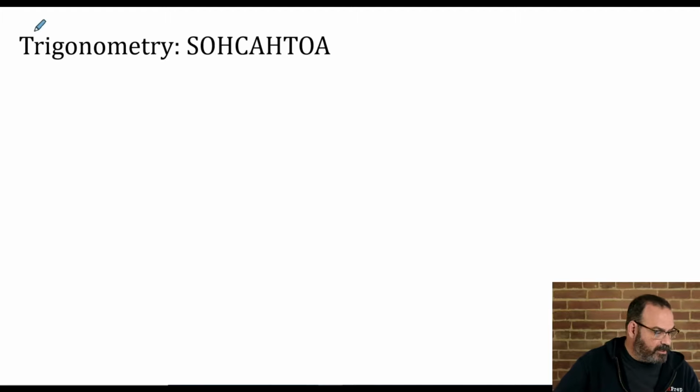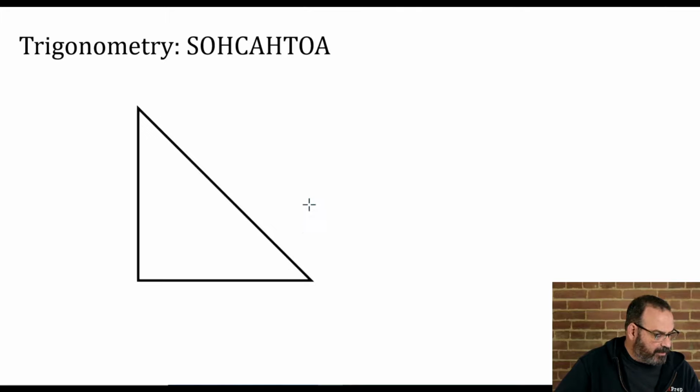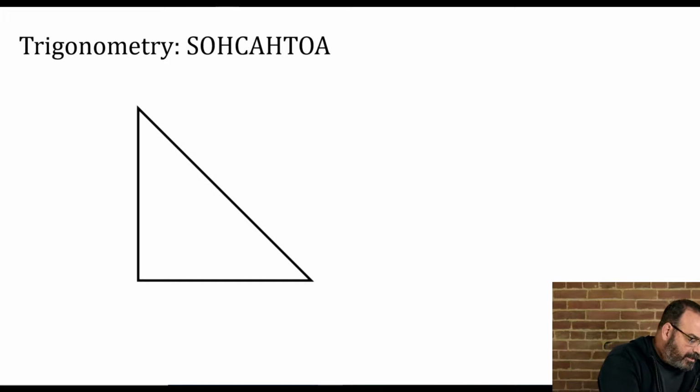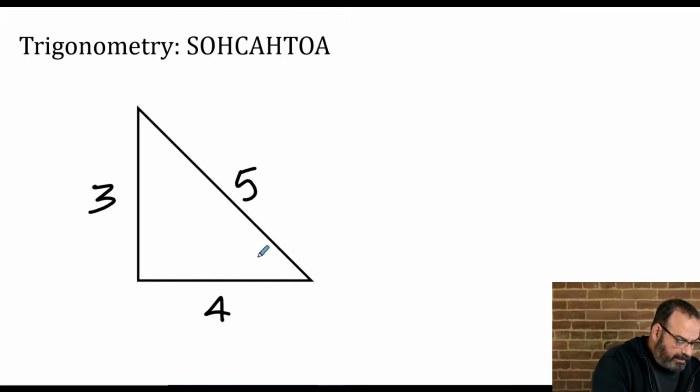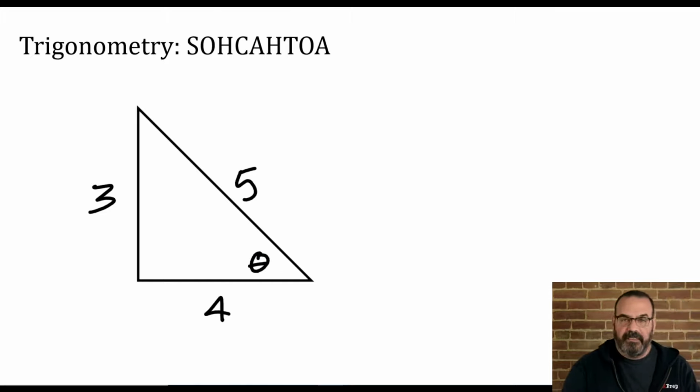Trigonometry, SOHCAHTOA, right triangle trigonometry. Let me get a right triangle out here. And here's my right triangle. Even though it's an isosceles triangle, I'm going to call it a 3, 4, 5. And I'm going to make this angle theta.